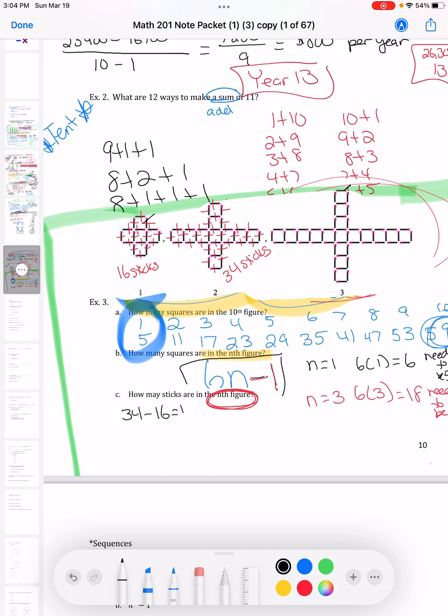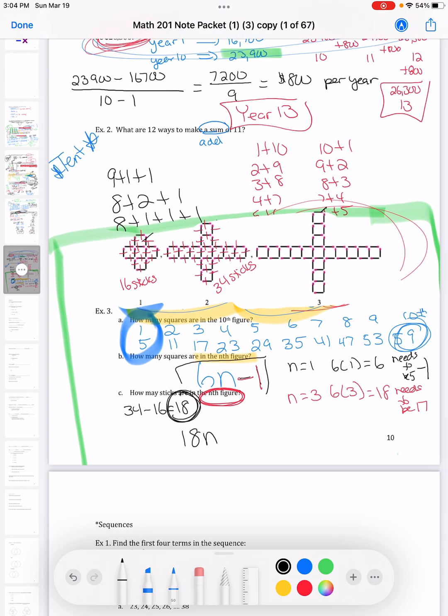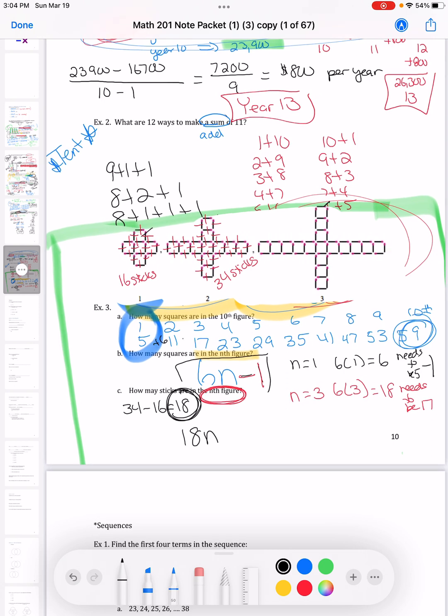34 minus 16 is 18. So that means we're increasing by 18 each time. So that's going to be 18n. That's like my 6 from parts A and B. I added 6 each time. That's where the 6n came from. To get from 16 to 34, that's 18 more sticks. So it's 18n.